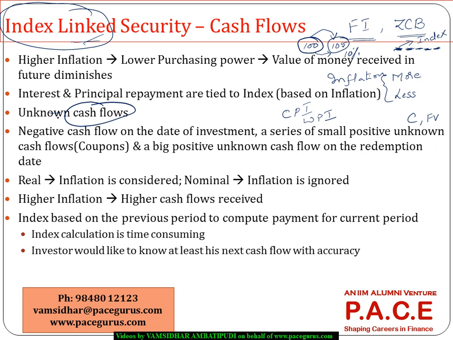So here the only difference between the regular fixed interest securities and the index linked is that the future cash flows are unknown, both for the coupons as well as the face values. Whatever cash flows are going to be received in future are unknown. Though we know that they may be positive, the exact value may be unknown.